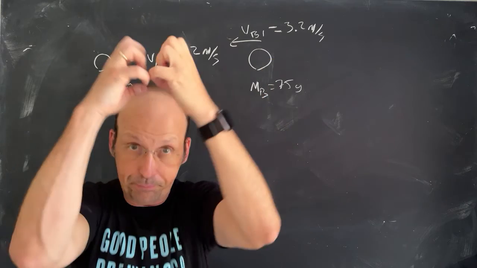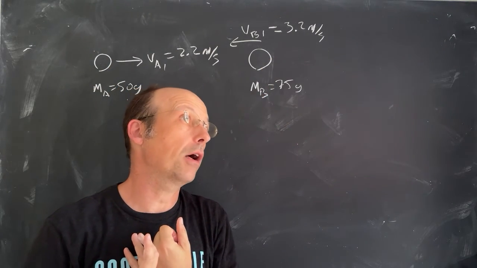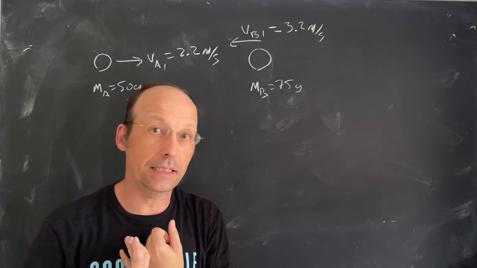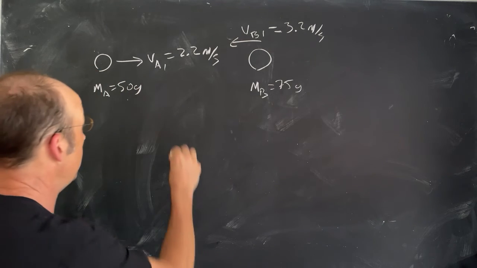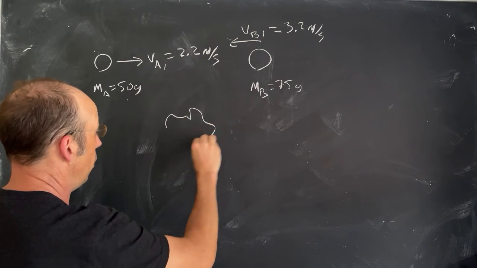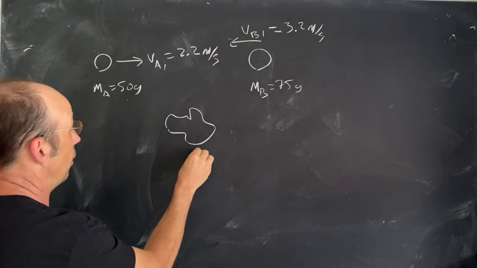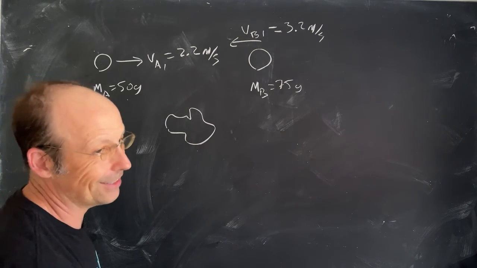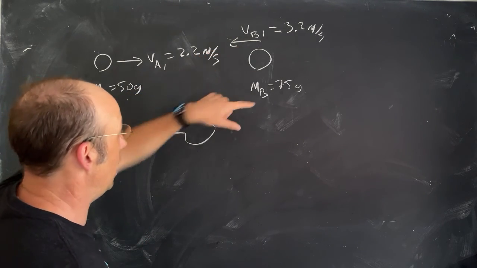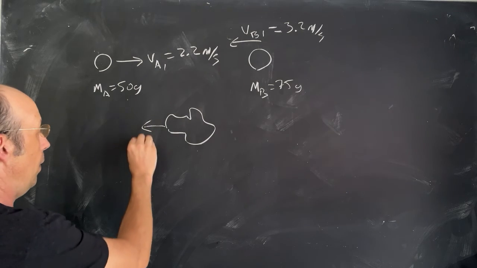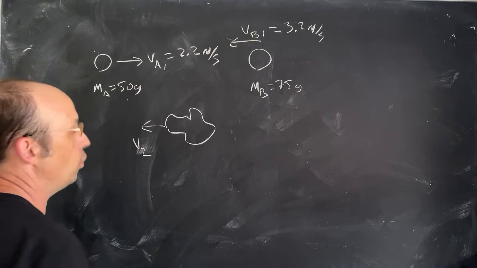And they collide. Now, what we know about clay is that clay is going to stick together. So after the collision, I'm going to have two balls of clay, and I don't know which way they're going. I mean, you could guess, right? This one has a greater velocity and mass, so it's going to end up going this way. And we'll call that just V2.